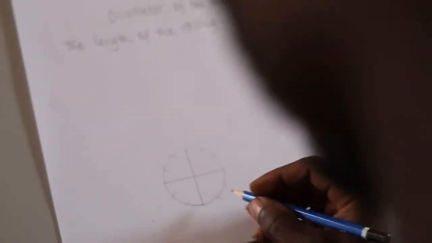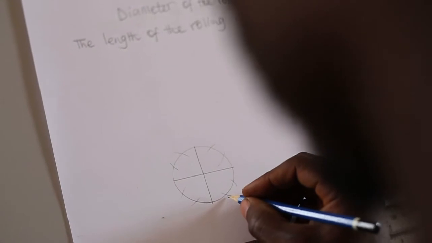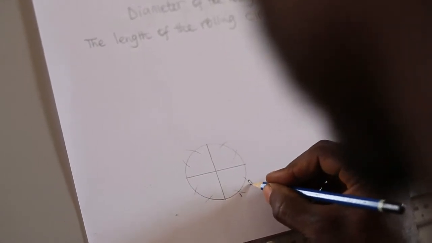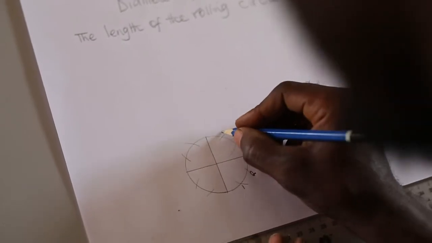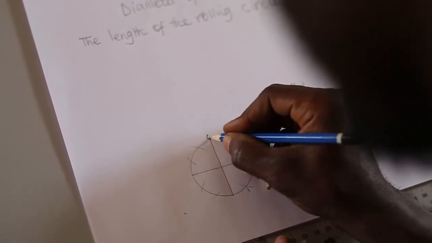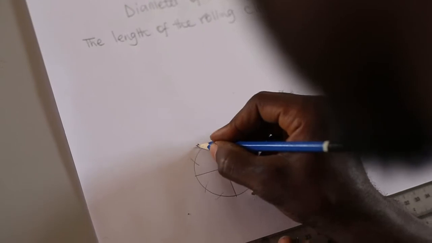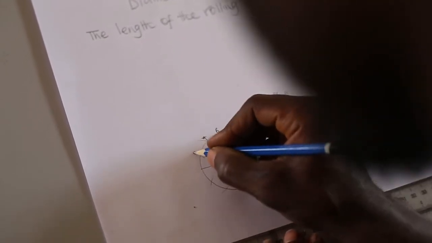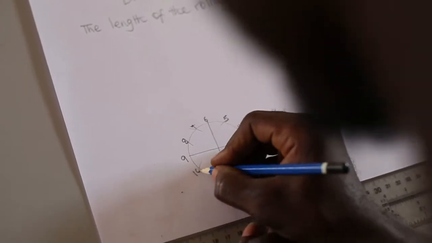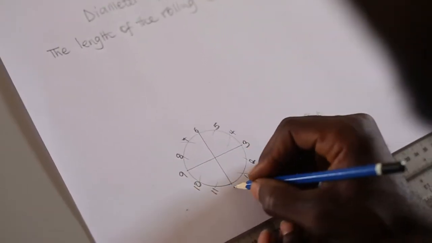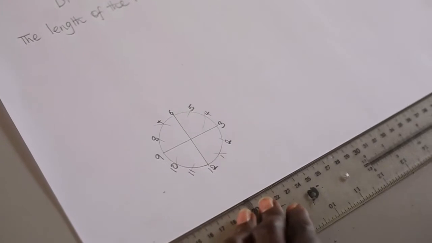We have to number it. Let's start. This is 1, this is 2, this point is 3, this is 4, this is 5, this point is 6, this point is 7, this point is 8, this point is 9, this point is 10, this point is 11, and finally we have 12.